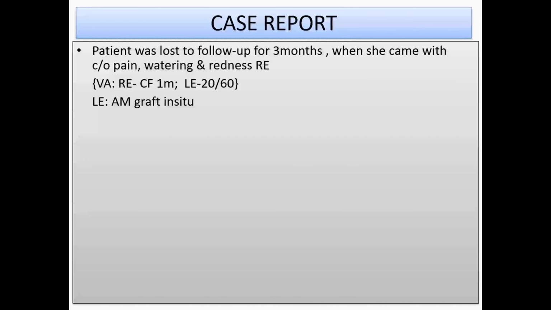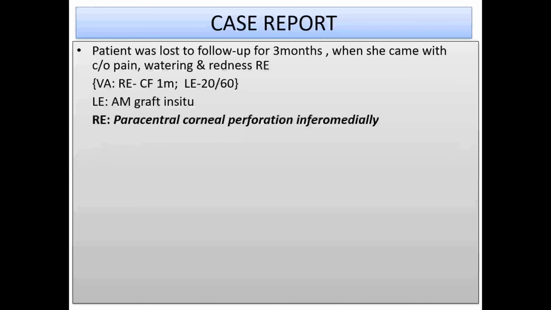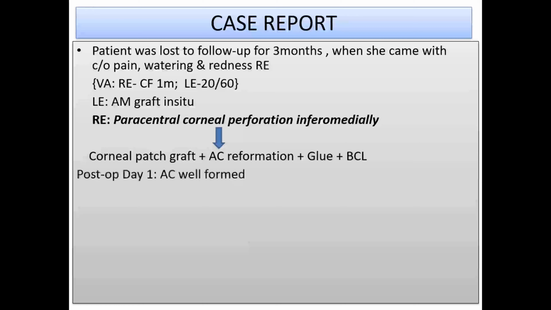The patient was lost to follow-up for 3 months, when she came with complaints of pain, watering, and redness in the right eye. Visual acuity in the right eye had deteriorated to counting fingers at 1 meter and the left eye was 20/60. The left eye amniotic graft was in situ. On examination of the right eye, there was a paracentral corneal perforation inferomedially. Hence, a corneal patch graft was done with AC reformation and glue, and a BCL was applied.